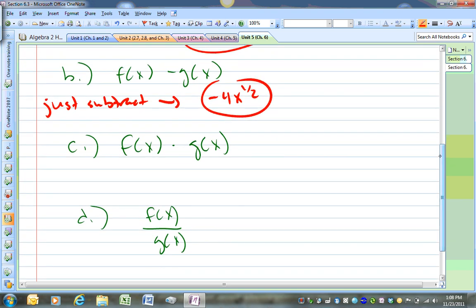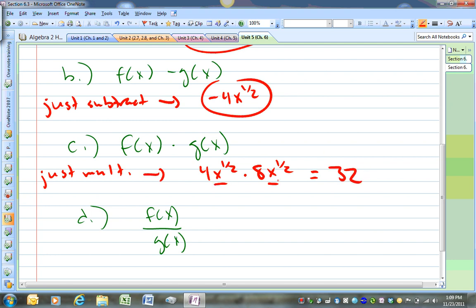For c, just multiply. So you have 4x to the 1/2 times 8x to the 1/2. So 4 times 8 is 32. And because you have two powers of the same base, you can add the exponents. So it just becomes 32 times x.